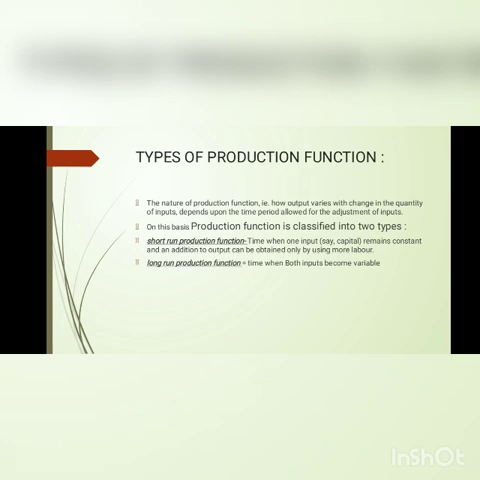Short-run production function is the time when one input remains constant and an addition to output can be obtained only by using another input. So let us say one input, capital, is constant and another input, labor, is variable. Thus the output is only obtained using labor in short-run production function. While the long-run production function is the time when both the inputs become variable, that means both the capital as well as labor are variable.